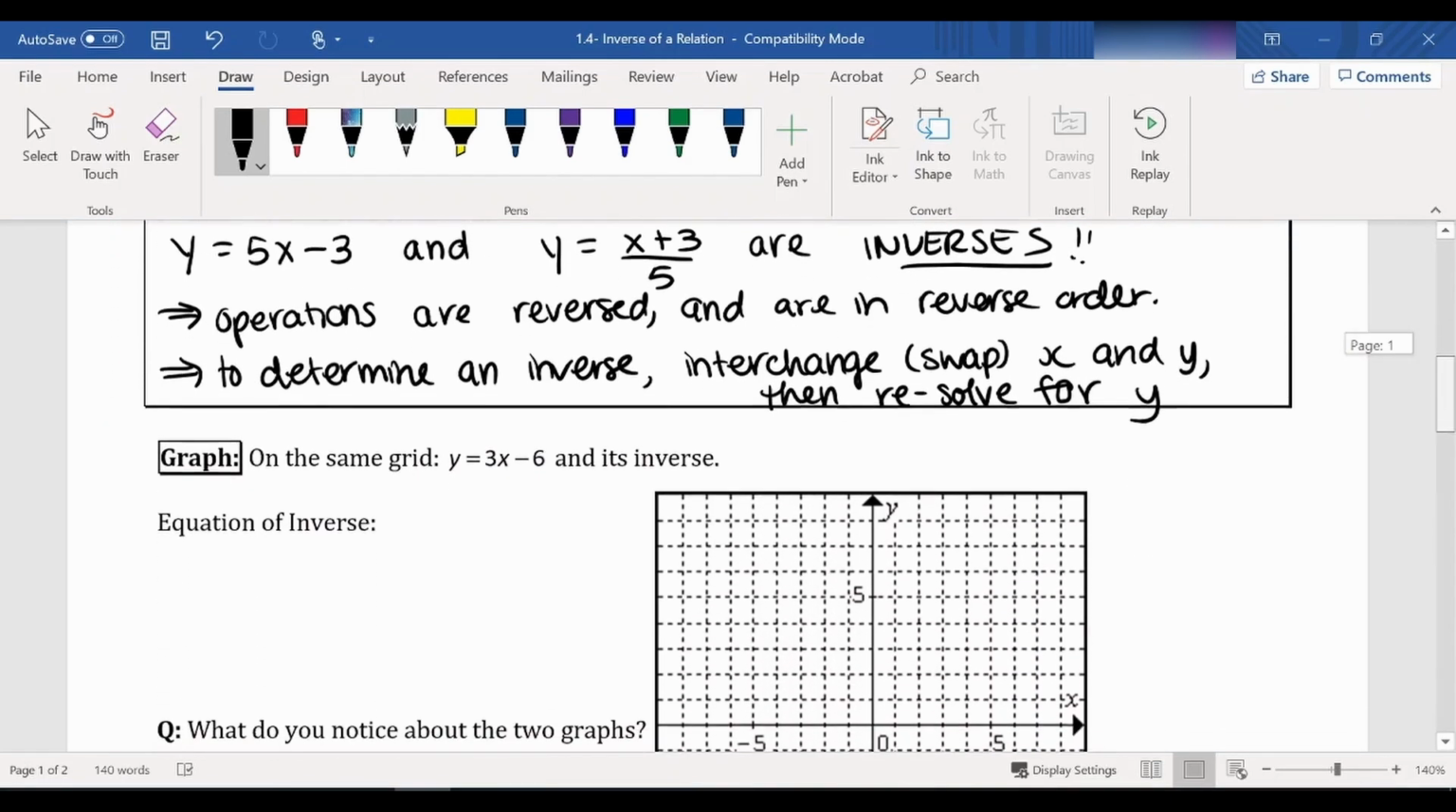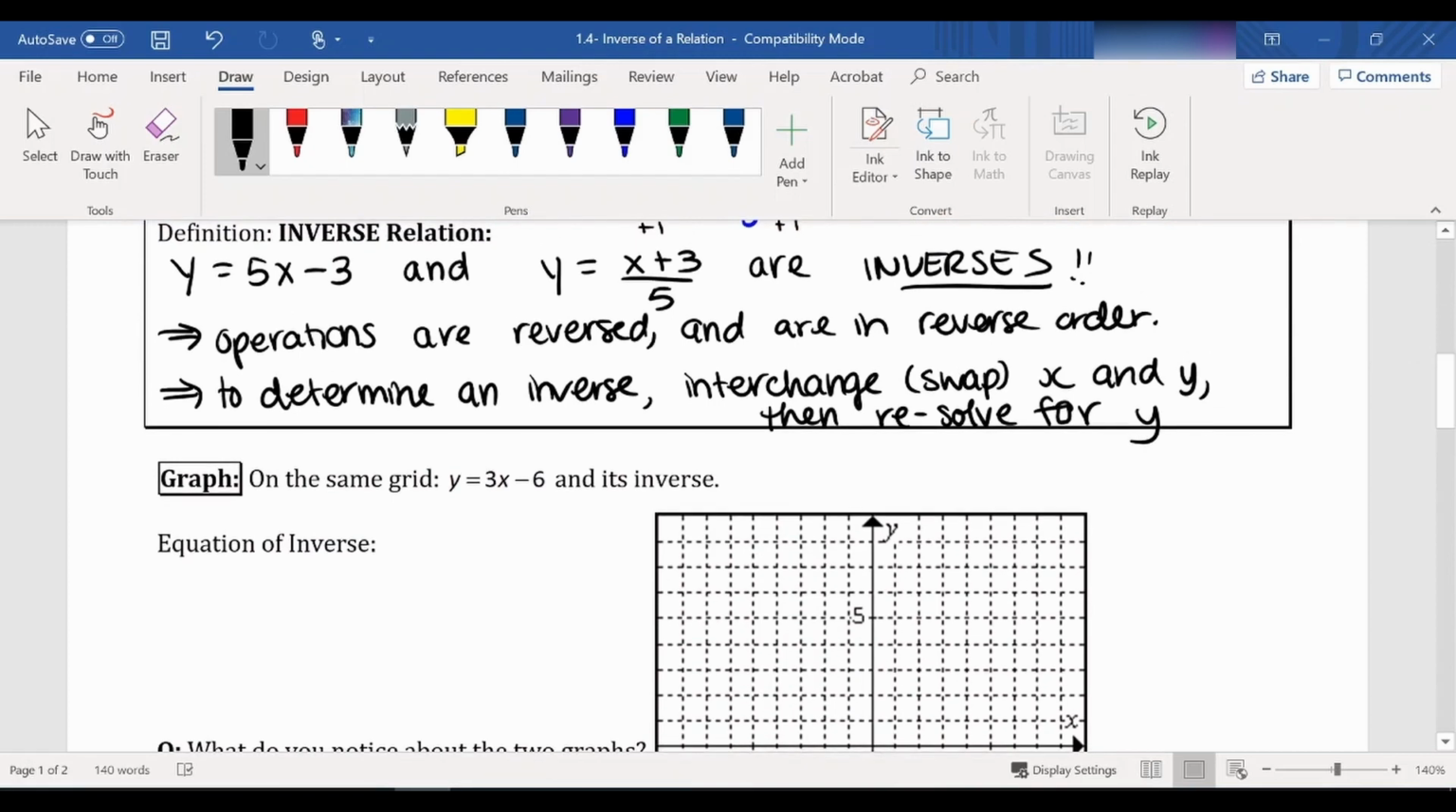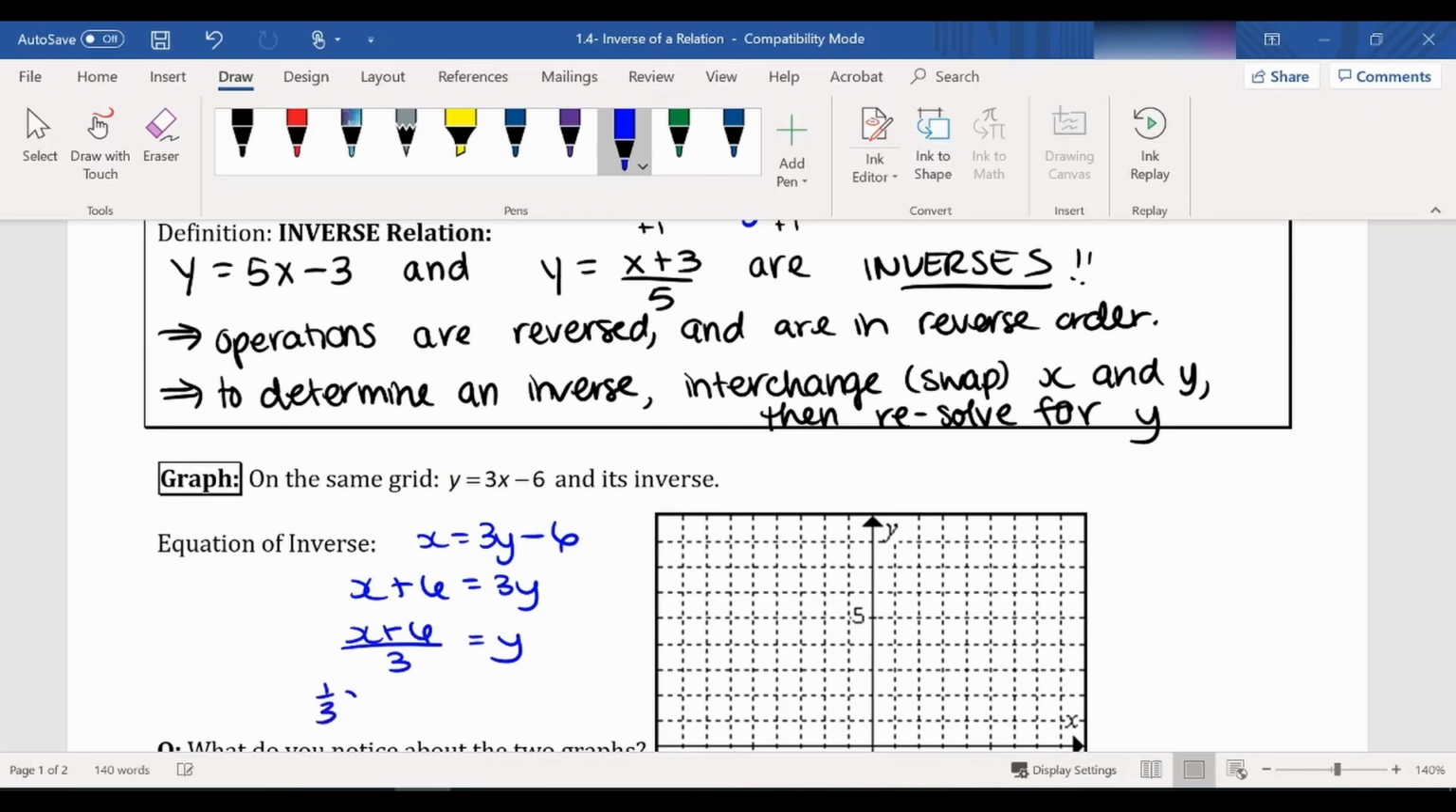Okay. So for example, if this is our function, y equals 3x minus 6, we're going to graph it and graph its inverse. So before we graph it, we need to find the inverse. Okay. So to find the inverse, we're going to swap the x and the y. Okay. And then we're going to solve for y. So I end up with x plus 6 equals 3y, or x plus 6 all over 3 equals y. We want to be able to graph this, so I'm going to rewrite this as 1/3 x plus 6 over 3, or 1/3 x plus 2 equals y. Okay, so this is my inverse here.